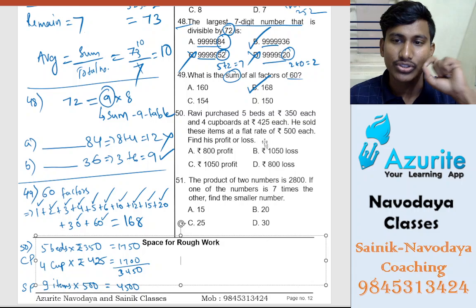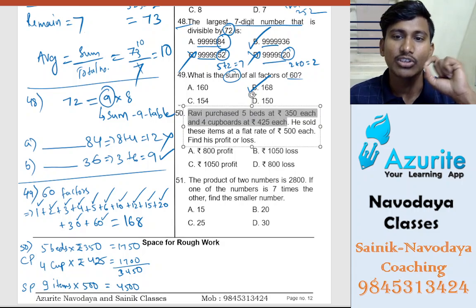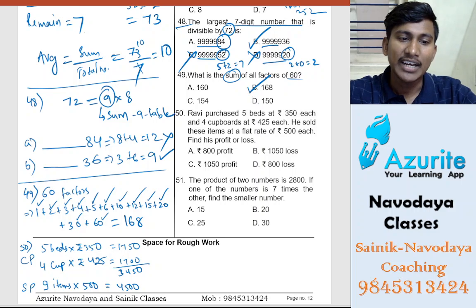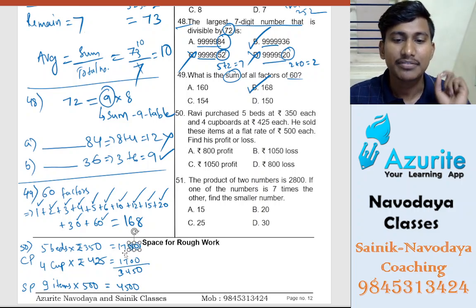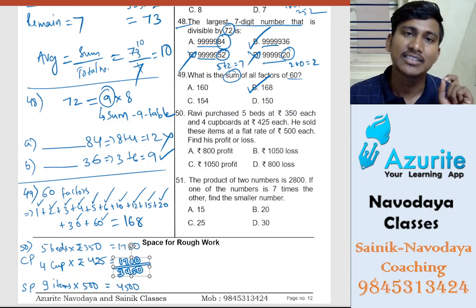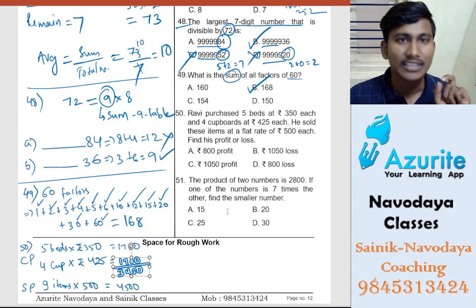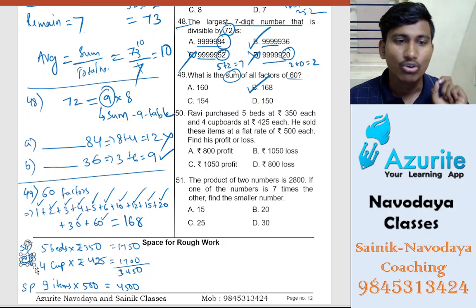So what will be the total cost? If you add them both, 1750 and 1700, you will get 3450 rupees. This is the cost price.